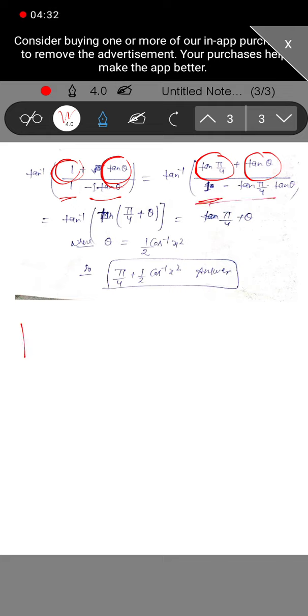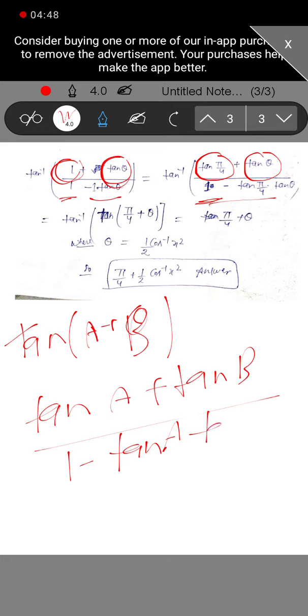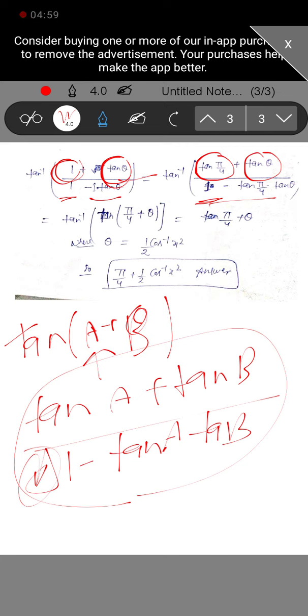Because I am going to use the formula of tan of a plus b. If you remember the tan a plus b formula, what was it? It was tan a plus tan b divided by 1 minus tan a tan b. Yes or no? We are just going to use that formula. So for using this formula, I am going to convert this value into this form, so that we can use it. So now let's continue to solve it.